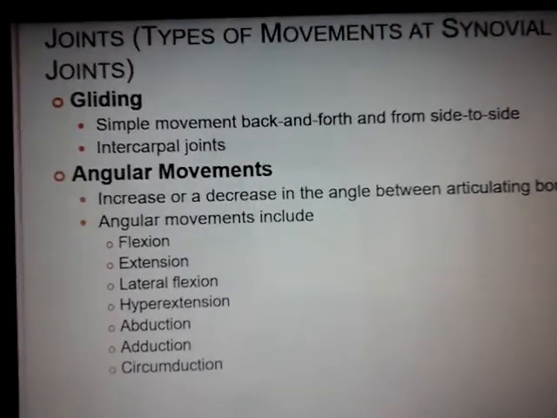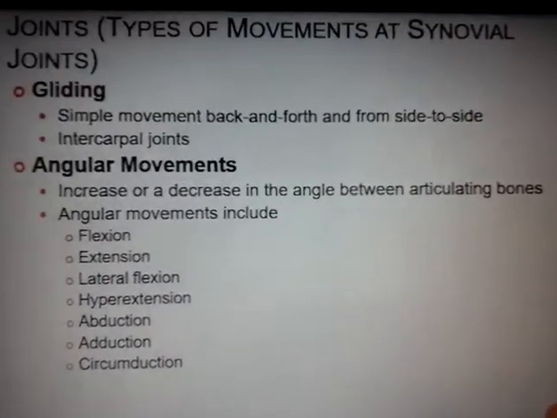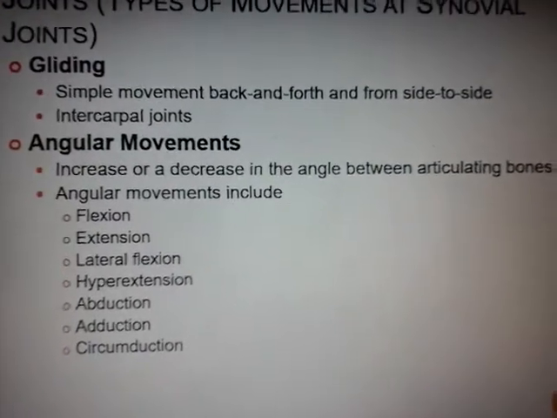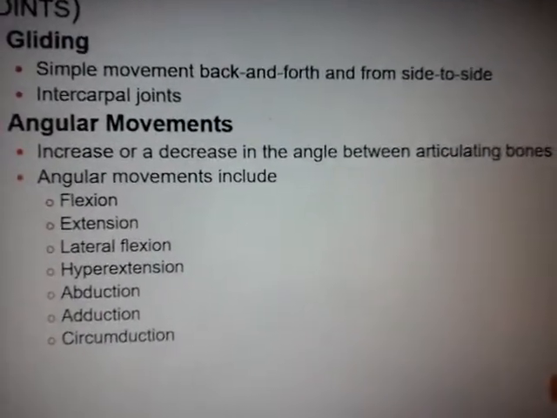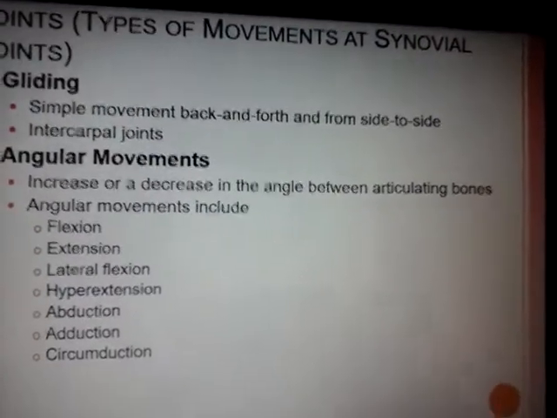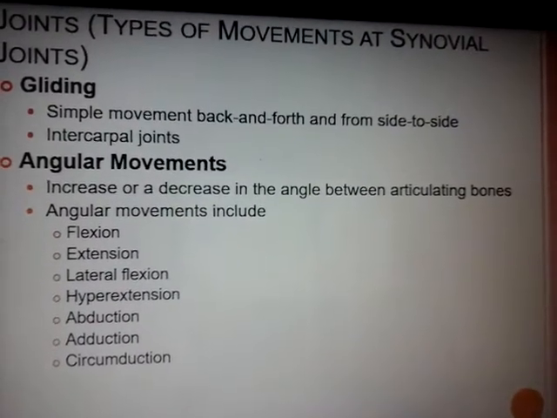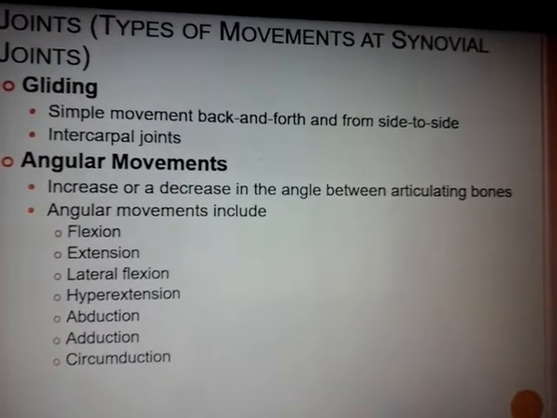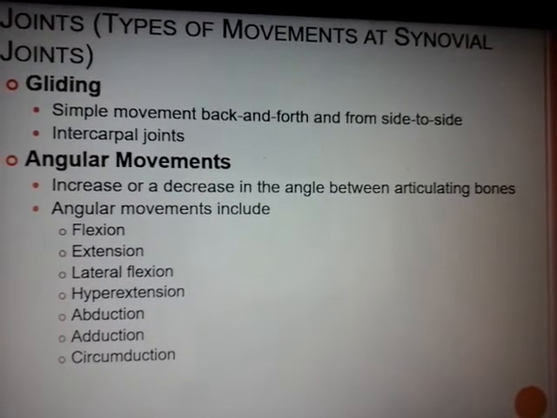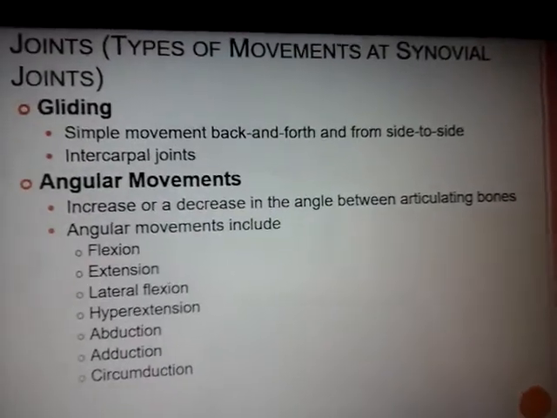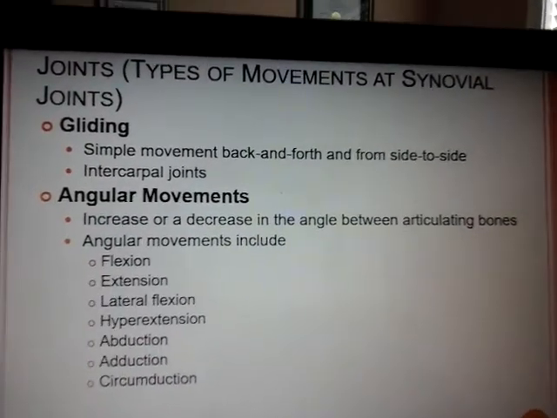Angular movements cause you to form an angle like a triangle or a geometric shape of some type. Their formal definition is that they increase or decrease the angle between bones. And these tend to have partners, like flexion and extension go together, and abduction and adduction go together. We're going to be looking at different examples of each of these here.